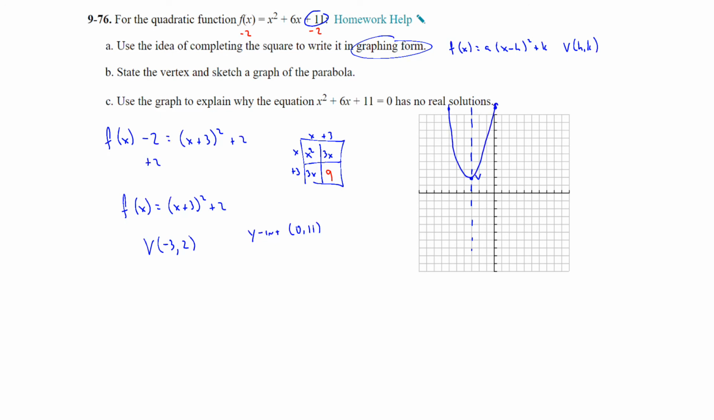And so that will allow us to sketch the parabola. Now part C says use the graph to explain why the equation x squared plus 6x plus 11 equals 0 has no real solutions. Well, you can see that it doesn't cross the x-axis, so therefore there are no x-intercepts, which means there are no solutions or no real solutions. And so that answers part C. The parabola has no x-intercepts.